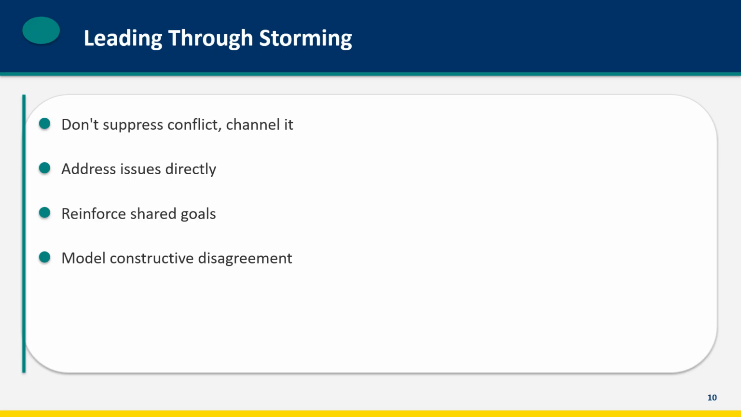Focus disagreements on the work, not on personalities. Address issues directly when they arise. Letting problems fester makes them worse. Reinforce shared goals. Remind the team what you're all trying to accomplish together, and model constructive disagreement yourself. Show that you can disagree respectfully and still work effectively. Your behavior sets the standard.